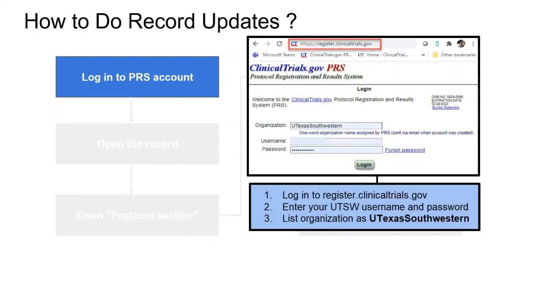The first step is to log into your PRS account with your username and password, as you see in the snapshot here. If you don't have an account or encounter any issues logging in since you have forgotten your username or password, then please email us and we'll help you get it set up.